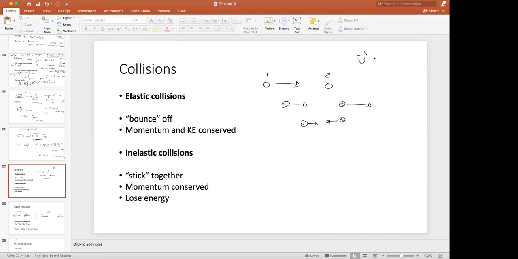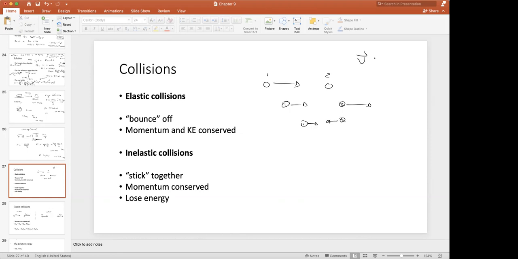So in an elastic collision, imagine 2 balls, 2 ceramic billiard balls or whatever they're made out of, and they hit each other and they bounce off completely. They just bounce off like they're made of rubber. That is called an elastic collision. And in an elastic collision, when the things bounce off each other, the momentum is conserved before and after the collision of both masses, and the kinetic energy, the total kinetic energy, is conserved.